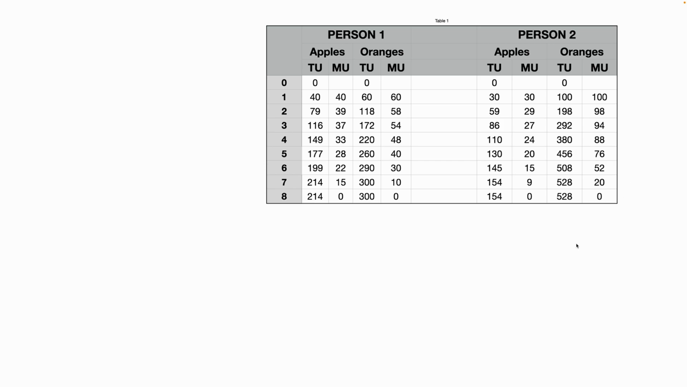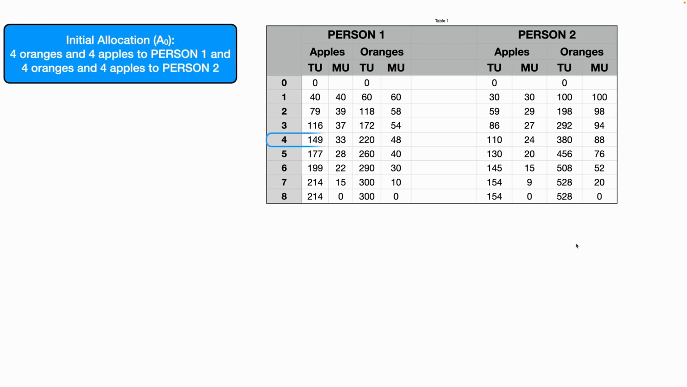To take a look at this, we have to allocate the resources between these two individuals. So let's just say, for purposes of fairness, that we're going to give 4 apples to person 1, 4 apples to person 2, 4 oranges to person 1, and 4 oranges to person 2. All our resources are split evenly between these two individuals. So we have this blue highlighted area here to indicate that.